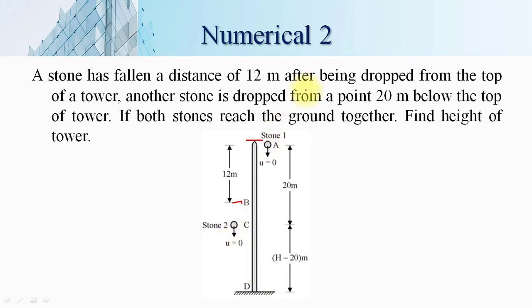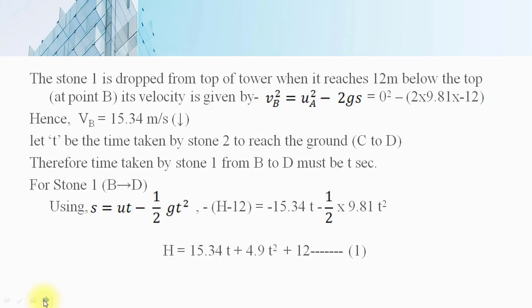Now both of these stones reach the ground together, and we are asked to find the height of the tower. We have assumed that the total height of the tower is h, and hence this distance becomes h minus 20. As we are dropping the stone, meaning initially the stone is at rest, the initial velocity of the stone is taken as 0. Now how to solve this problem? For that, the first equation is written, that stone 1 is dropped from the top of a tower.